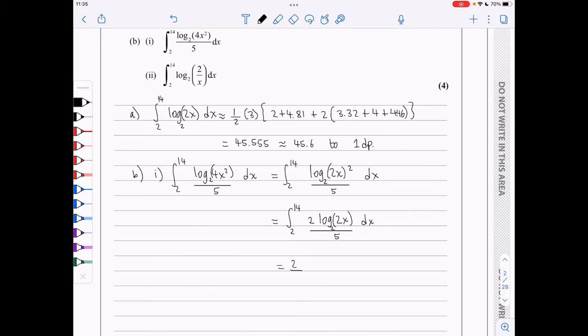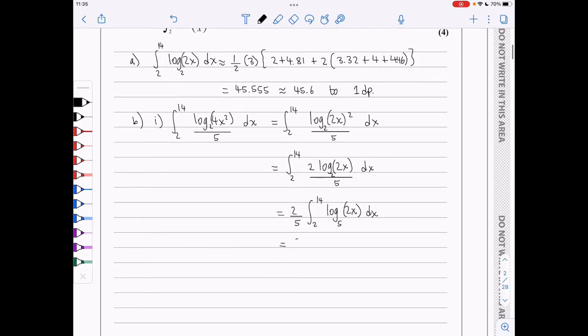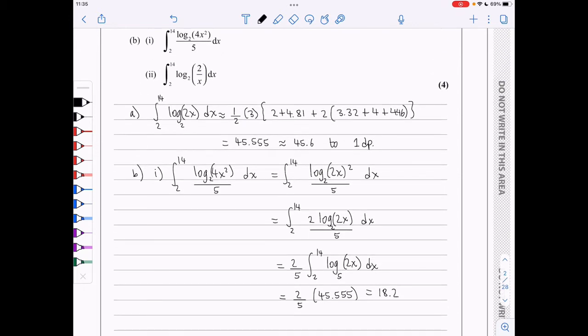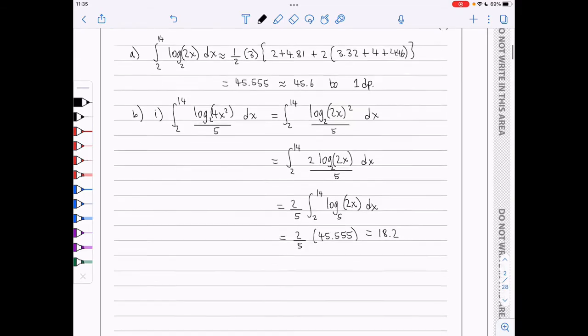So it's 2/5 of the integral of log of 2x base 2 dx, and this is 2/5 of 45.555, which is 18.2. Now for part II, we've got log of 2 over x from 2 to 14.